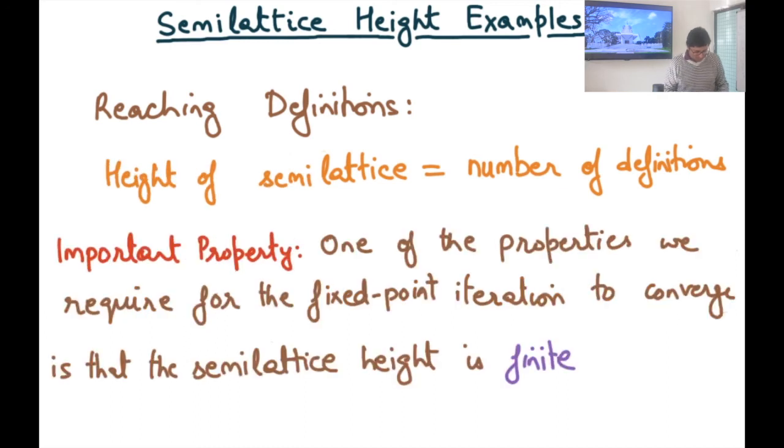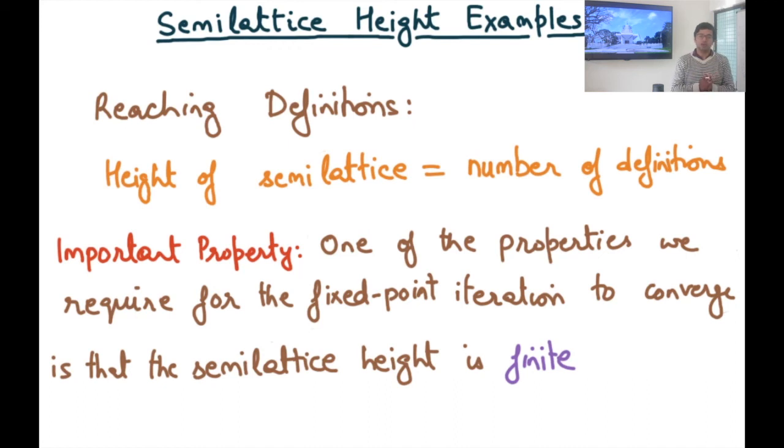Alright, so why are we studying the height of a semilattice? Here is the important property which makes the height of the semilattice very important: one of the properties that we require for the fixed point iteration to converge is that the semilattice height is finite. So if the semilattice height is finite, then we are guaranteed that the algorithm will converge.